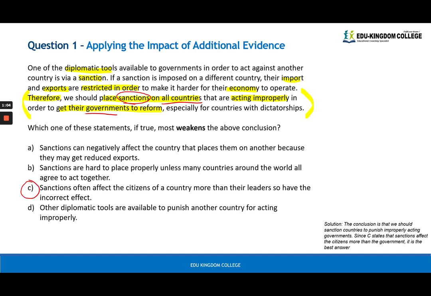The answer here is C. Sanctions often affect the citizens of a country more than their leaders, so they have an incorrect effect. First of all, we mentioned the word sanctions, which we are talking about. And second of all, we talk about the reason, right? The whole reason of a sanction is to get the government to reform. But C is saying it doesn't affect the leaders as much as it affects the citizens who are innocent in this case. So C is the best answer because it directly rebuts or goes against the reasoning that is provided in the passage.